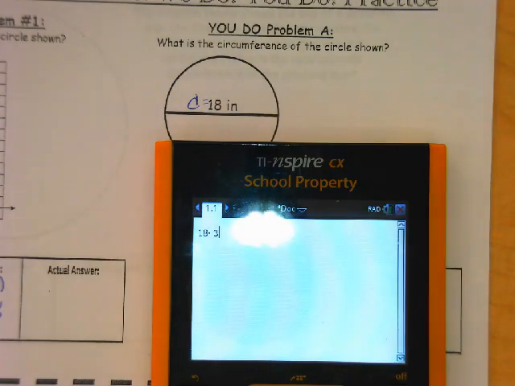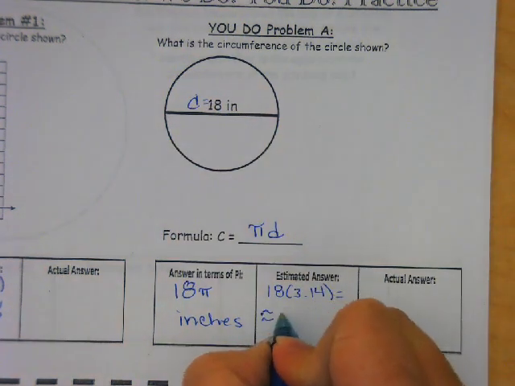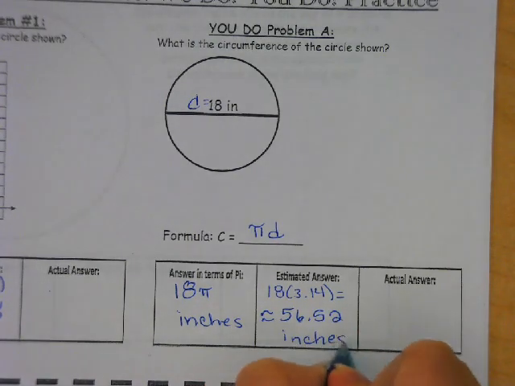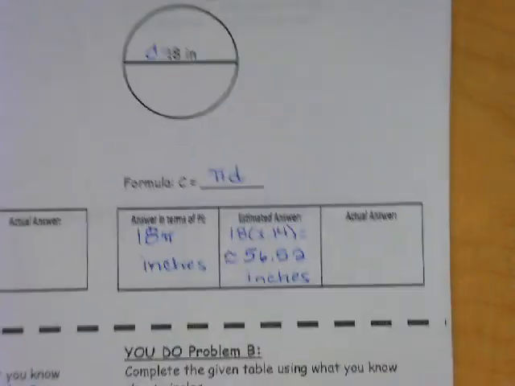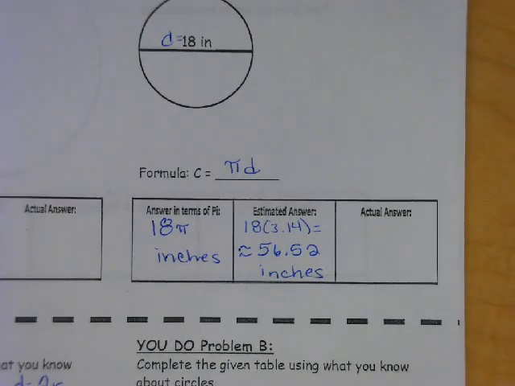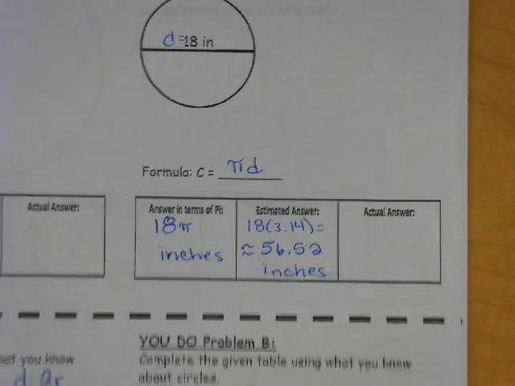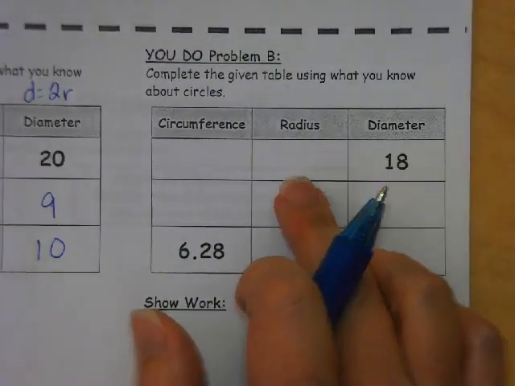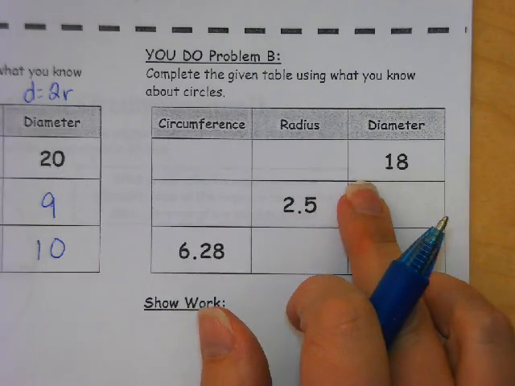So we have 18 times 3.14, which is approximately 56.52 inches. So really we don't have an actual answer, right? How did we do there? Pretty good? All right, then you had to fill in the table. Talk to me about this first row. Where did you start on this first row?